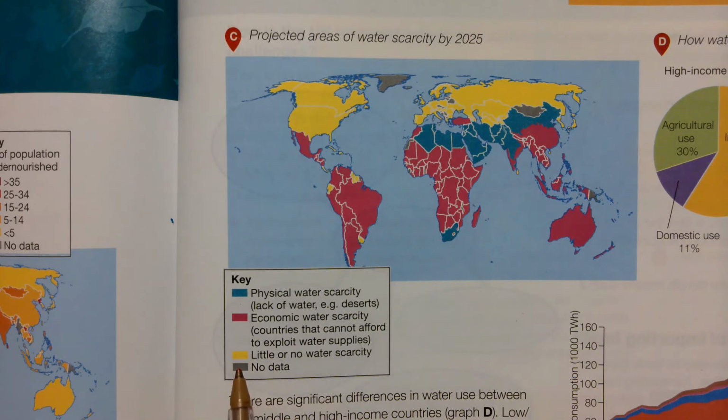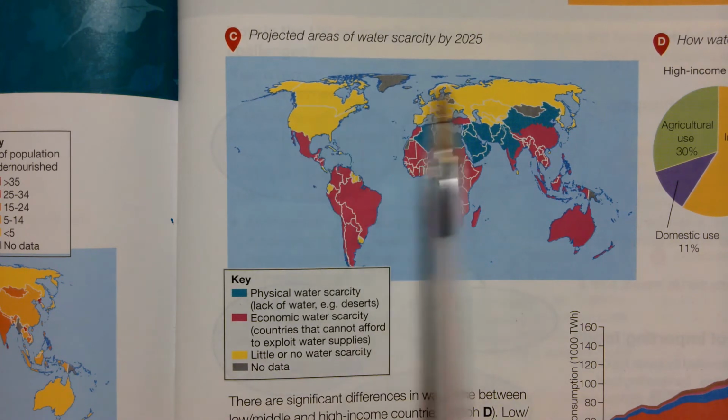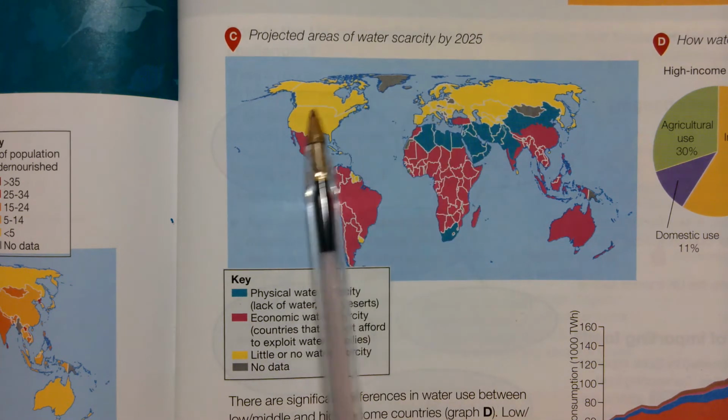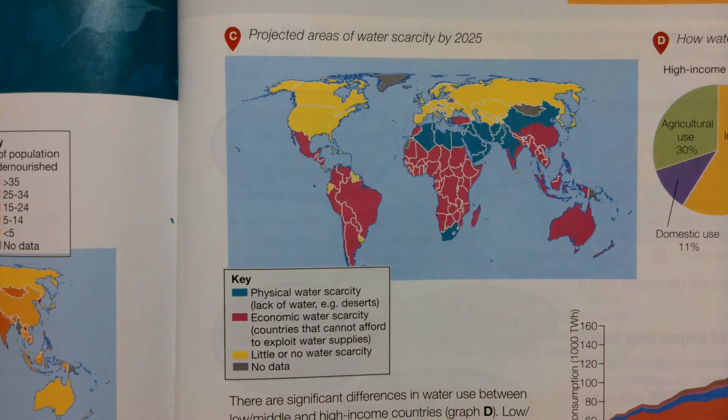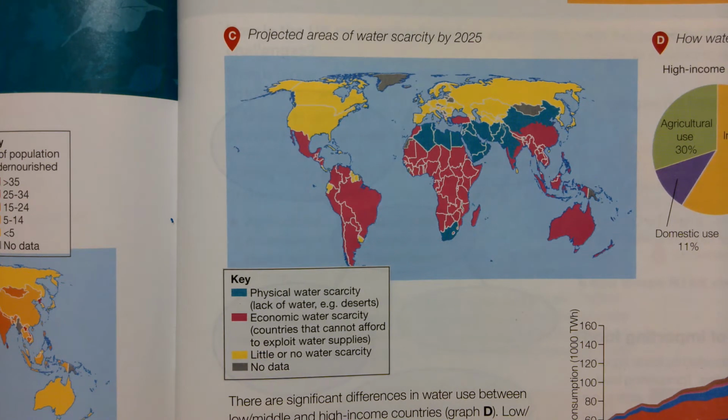And then finally, the yellows show little or no water scarcity. Once again, we're looking at similar regions of the world that don't have a problem with a resource. So we're not explaining it, you're just going to get on now and describe that pattern. 3 marks, should take you 3 minutes, but I'll give you 5. Pause the video and then unpause to compare your answer to mine.